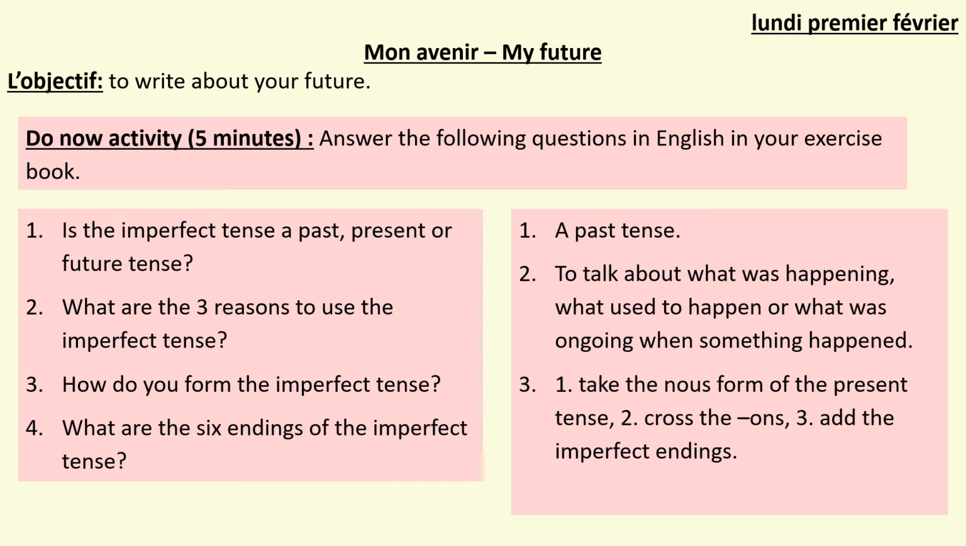And number 4, what are the 6 endings of the imperfect tense? Well, it's a really simple rule because for ER, IR and RE verbs, the rule is the same. You're just going to add the ais, ais, ait, ions, iez, aient to the endings of the verb.